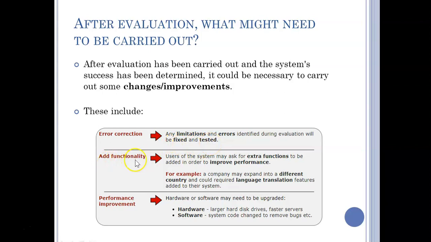They can add functionality. Users of the system may ask for extra functions to be added in order to improve the performance. For example, a company may expand into a different country and could require language translation features to be added to their system. And performance improvement: hardware or software may need to be upgraded. For hardware, you might need larger hard disk drives or faster servers. For software, system code changes to remove bugs, etc. So this is what might need to be carried out once the evaluation has taken place.